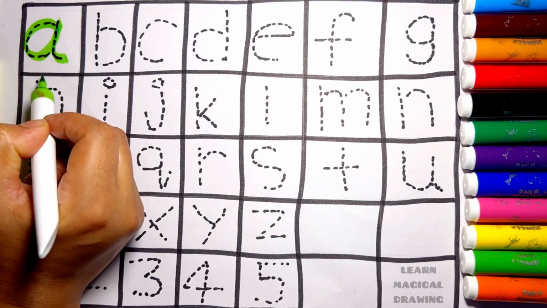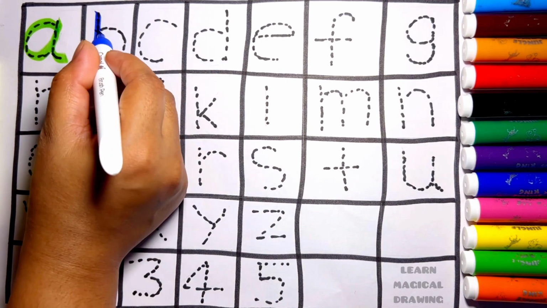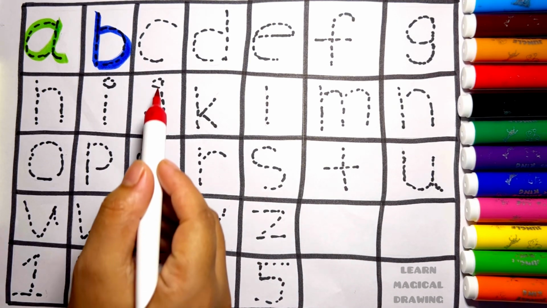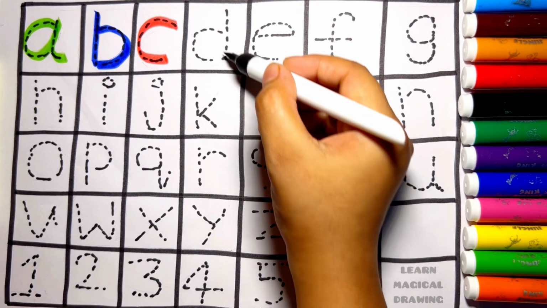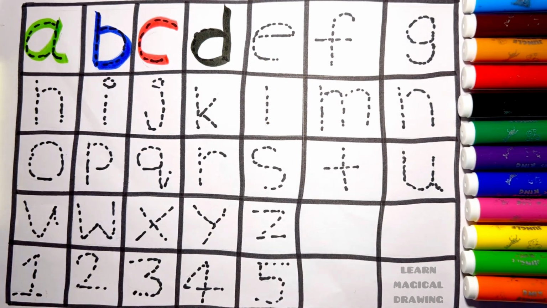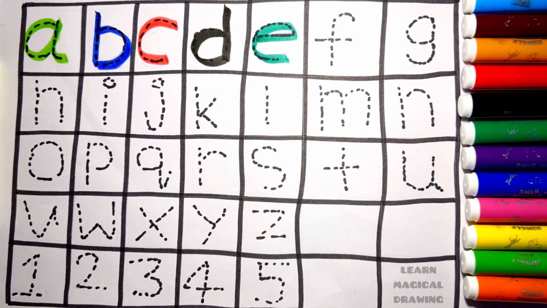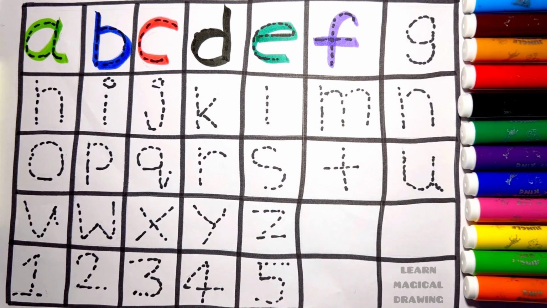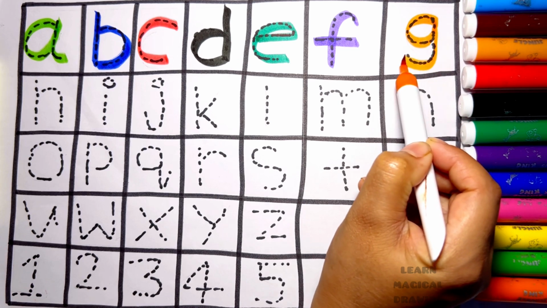A for ant. B for butterfly. C for candy. D for doll. E for elephant. F for flag. G for goat.